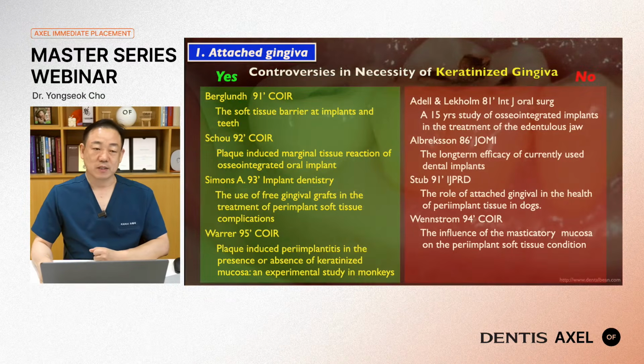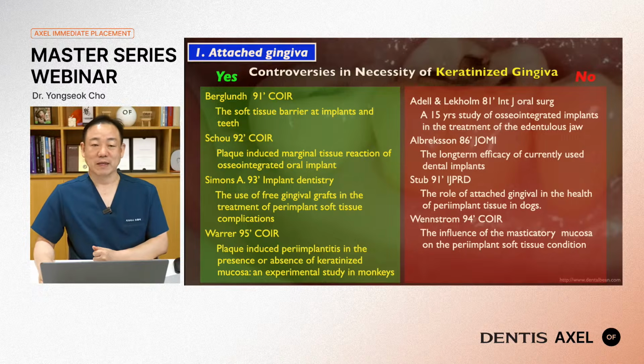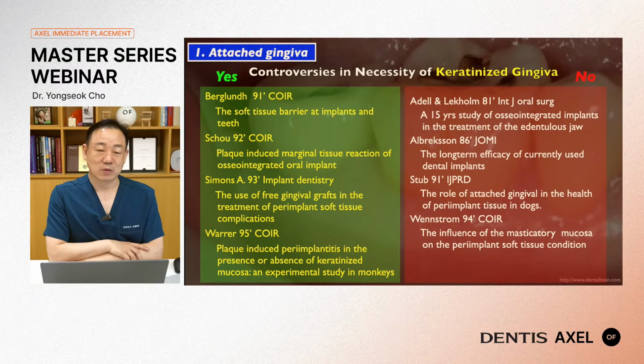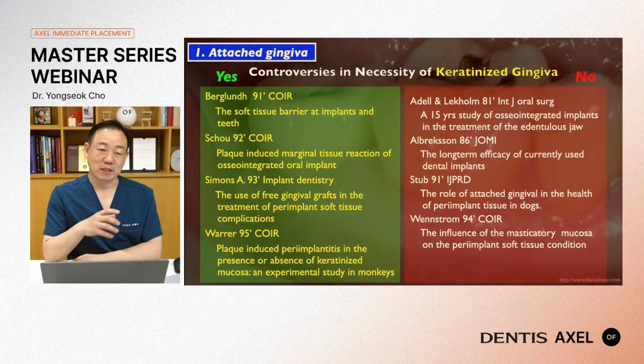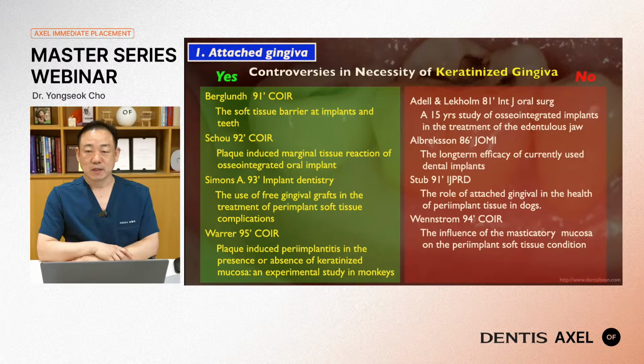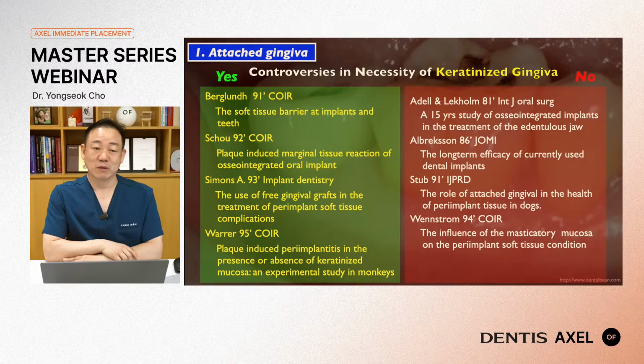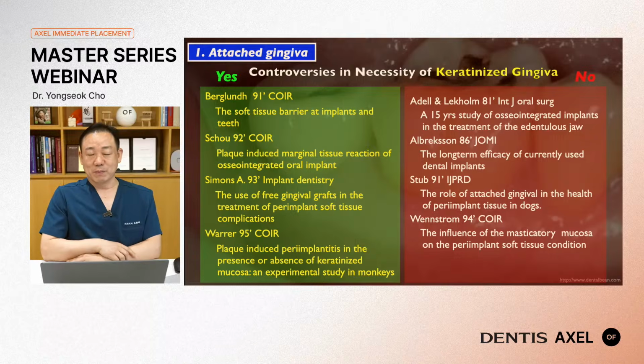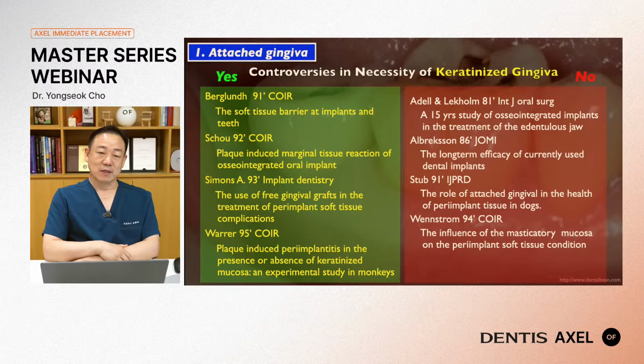Some say it is really important for the long-term stability of the implant. So they emphasize the importance of keratinized tissue, and they try to make sufficient keratinized tissue around the implant with a free gingival graft or other means. However, another group says it is not so important for the long term of the implant. They say if the patient cares for oral hygiene well, there is no difference between enough keratinized tissue or lack of keratinized tissue in terms of implant survival or health.